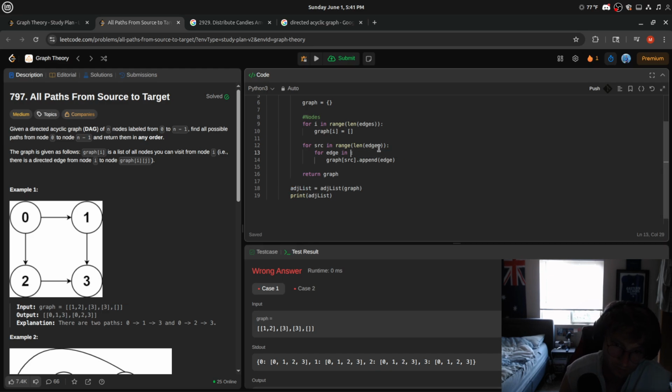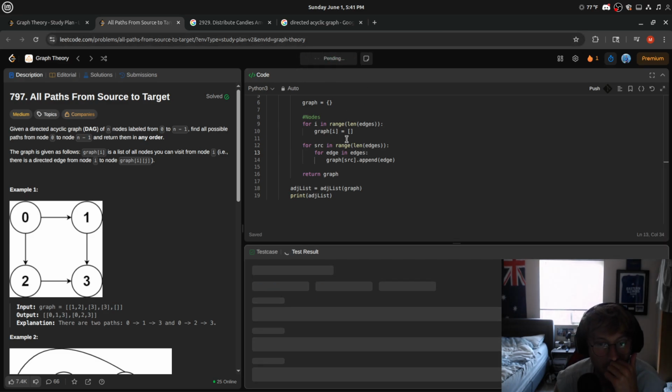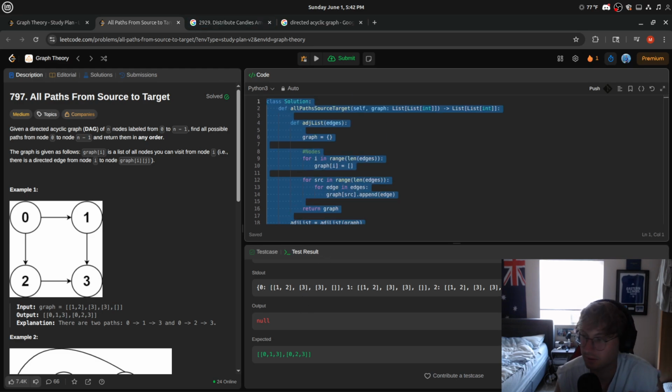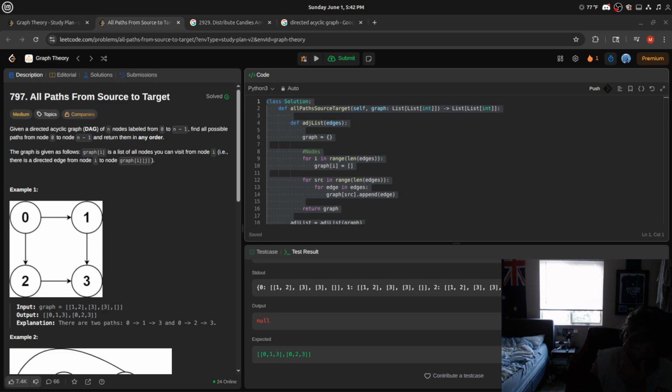I don't know why I don't get it every time. What is this? Why can't I build?